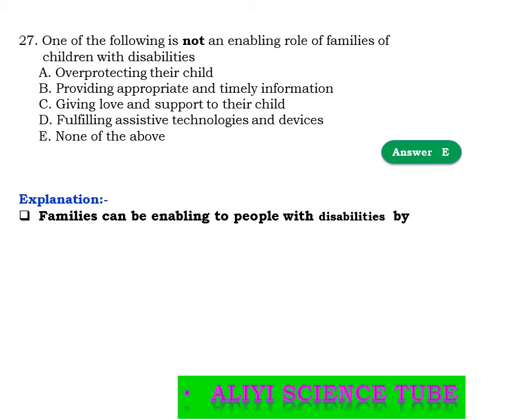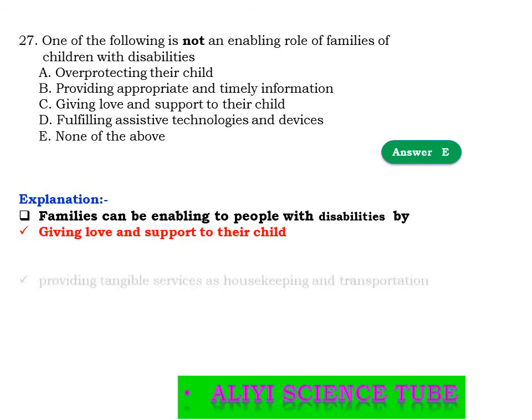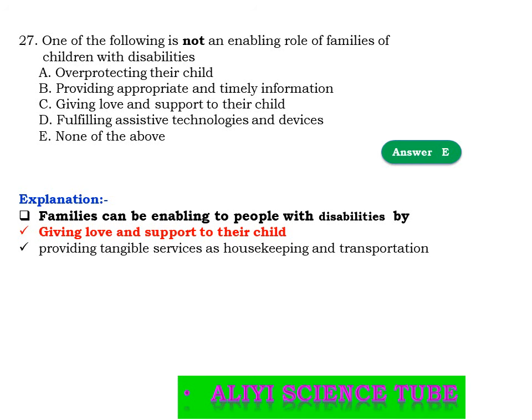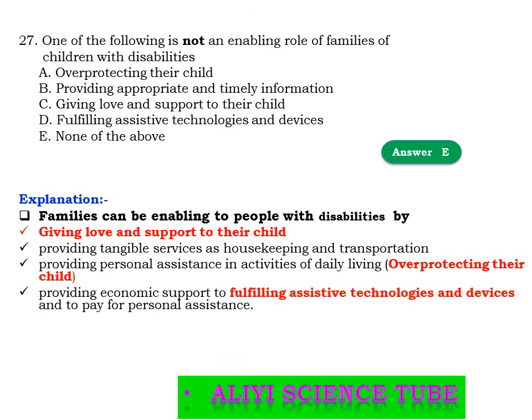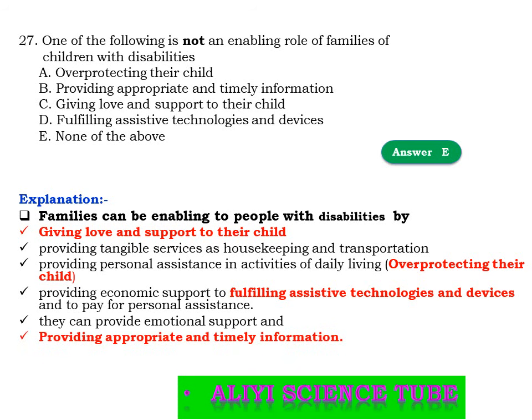So the family should be enabling to people with disability by giving love and support to their child. They also provide tangible services such as housekeeping and transportation, provide personal assistance in activities of daily living, provide economic support to fulfill assistive technologies and devices and to pay for personal assistance, and they can provide emotional support and appropriate and timely information.